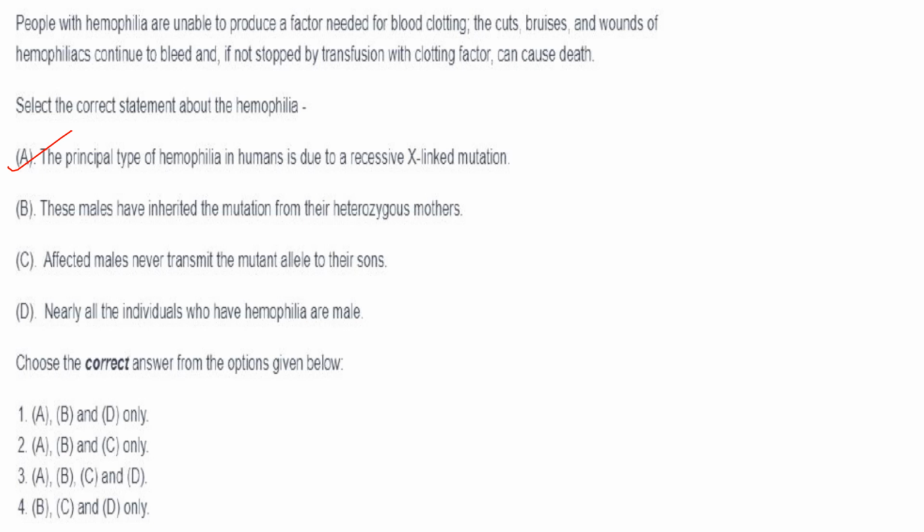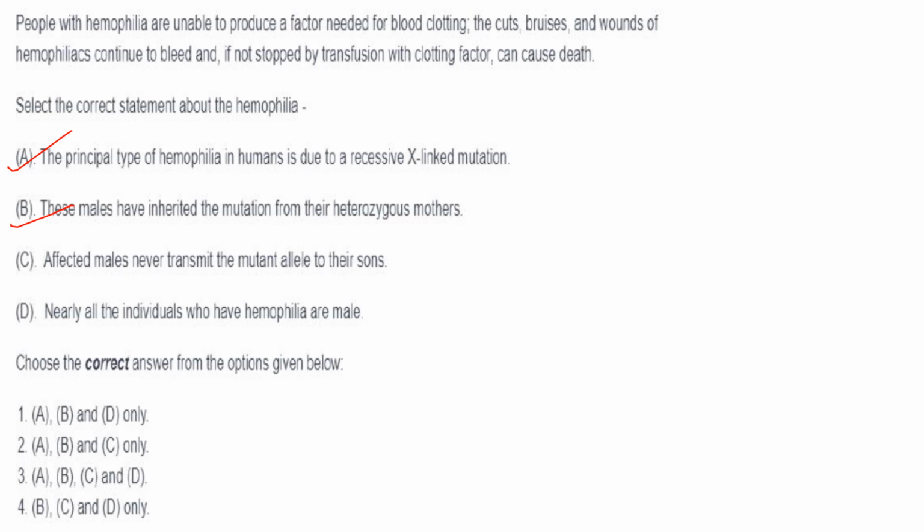Yes, heterozygous mothers means carrier mothers. So one of their X chromosomes will be carrying the hemophilic gene. The other X chromosome will not have the hemophilic gene. So these mothers have a 50% chance of passing it to the son. So that is correct.